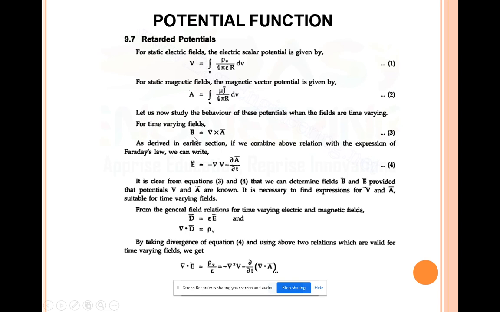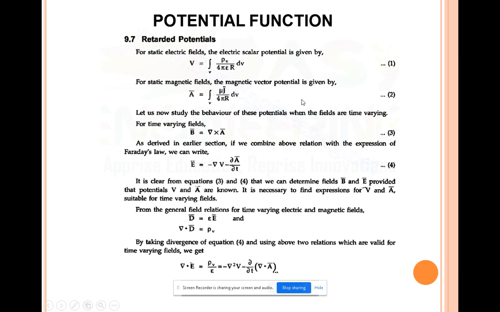First we are going to consider the B vector. What is the B vector? Magnetic flux density. You can write the magnetic flux density using the magnetic vector potential A vector: B vector equal to del cross A vector. Now we are going to combine this relation with the expression of Faraday's law. What is Faraday's law? E vector equal to minus del V minus dou A vector by dou t. This is Faraday's law.